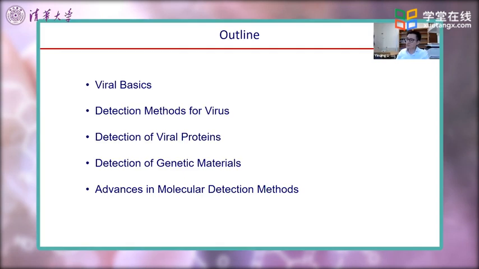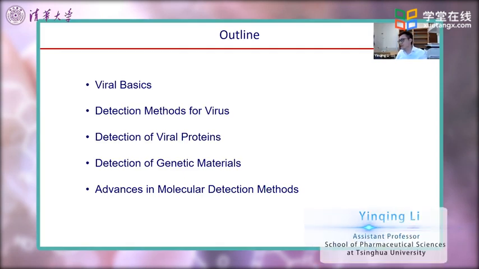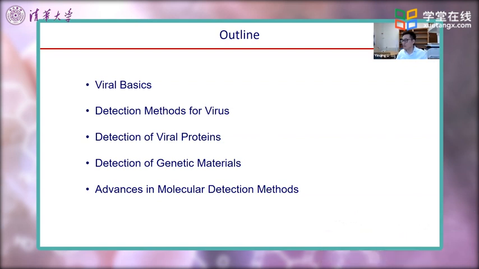So we're going to talk about several things. First, we'll go through the virus basics and refresh the knowledge of what we know about viruses. Then we will introduce some common methods for detecting viruses. And then we will discuss two methods, the molecular methods that enable detection of specific viruses by detecting their proteins or by detecting their genetic materials. Then we'll move on to discuss some of the recent advances in those molecular detection methods.